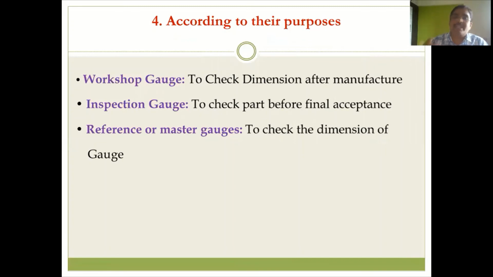Now inspection gauges. Whenever we are producing the component, we don't directly send it to the customer. Before sending to the customer, again we are inspecting it, means final inspection takes place in the inspection room. Such types of gauges used in that are called inspection gauges. Now reference gauges, yes, this is very important, again to check the dimension of the gauge.